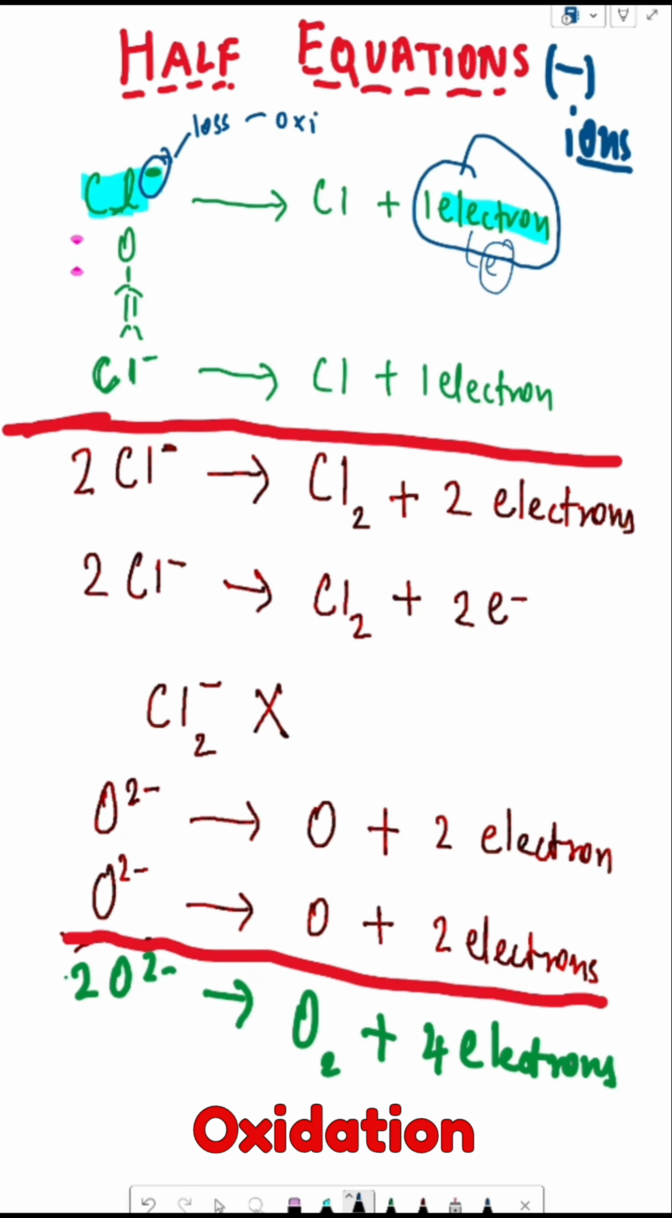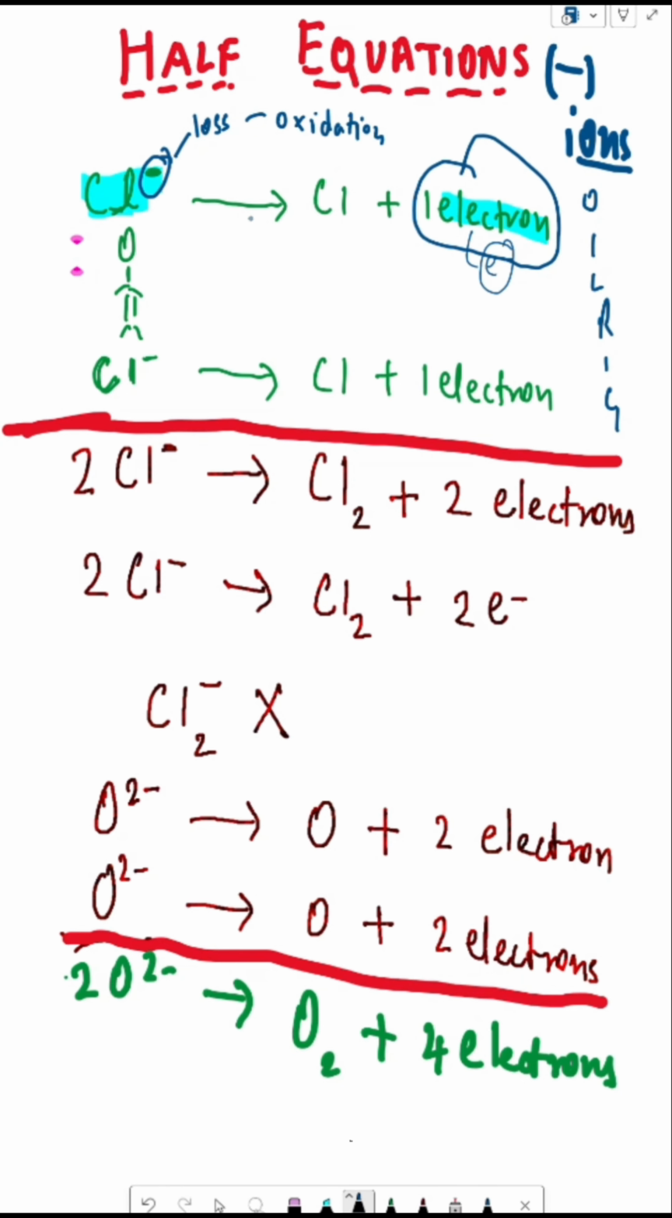So therefore, oxidation. Remember, OIL RIG. So oxidation is loss, reduction is gain. So this is my oxidation. And how do we know that? Because there is a negative charge on my chloride ion. And if there is a negative charge, meaning electrons are lost, and they are lost on the other side of the arrow.